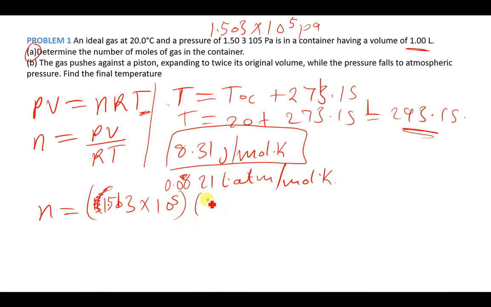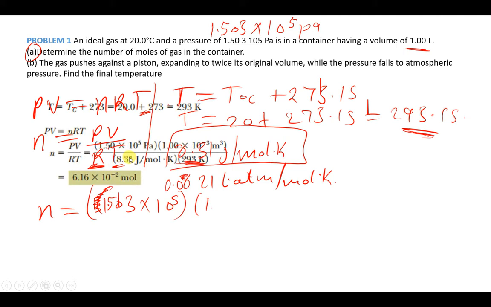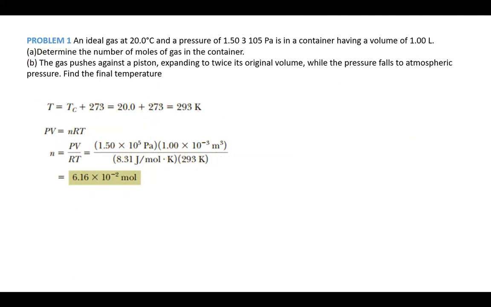You convert this volume to cubic meters. Okay, so this is not difficult. Convert that volume to cubic meters, and then you write your gas constant there. And then you also write your temperature 293 there, and then you use the calculator to find your answer. So after doing the calculations, you find your answer to be 6.16 times 10 to the power negative 2 mole.